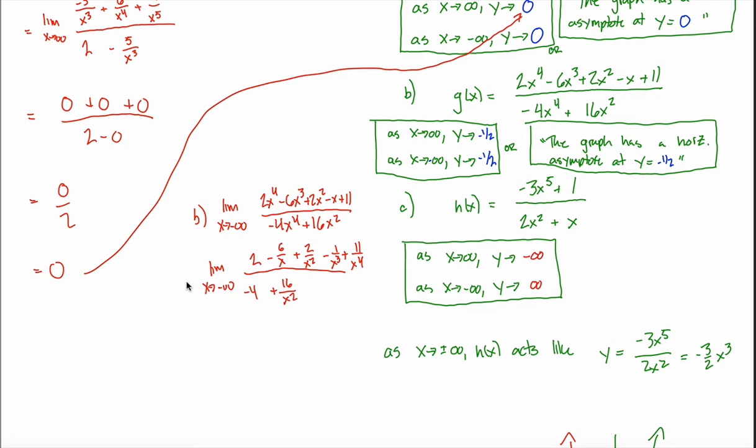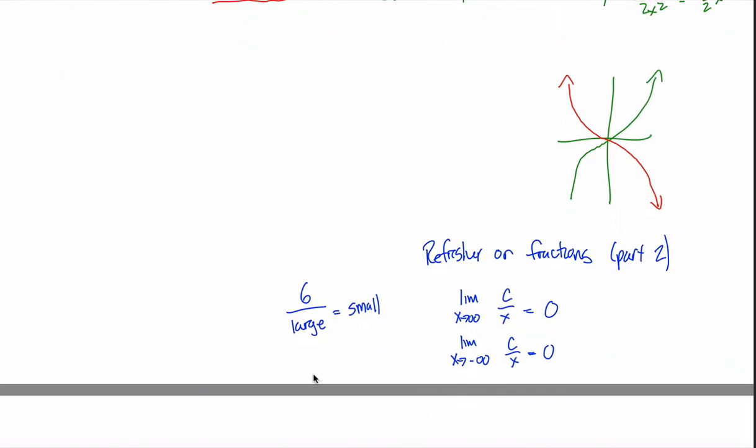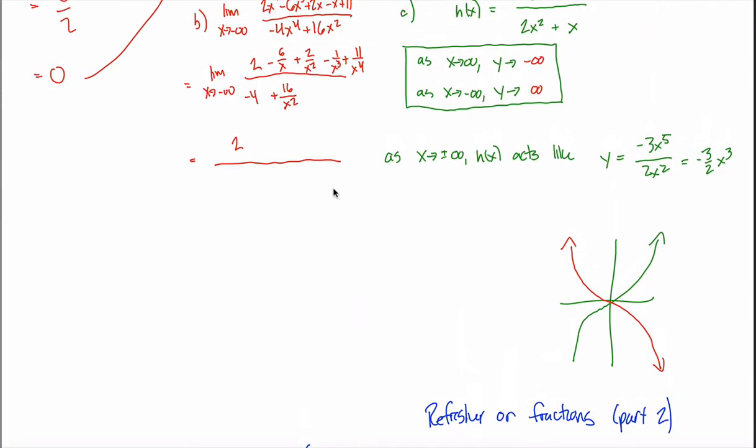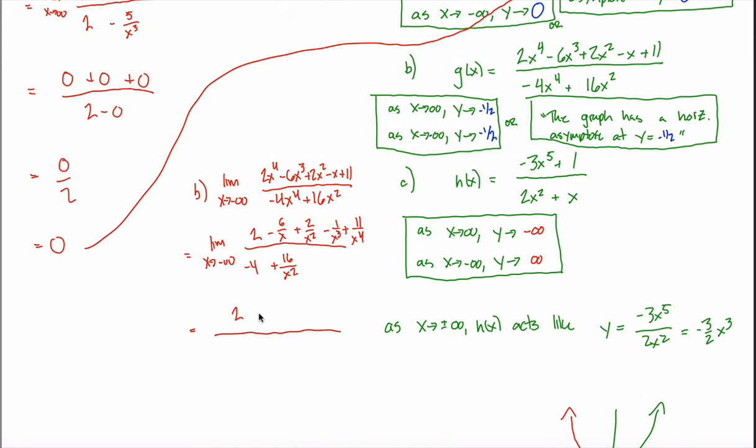Evaluate each of these terms individually. Well, 2 is just 2. There's no x's to evaluate there, but negative 6 over x, the limit as x approaches negative infinity of that, that's just this case right here. A constant divided by x, the x is approaching negative infinity. That just turns into 0. This term is just going to turn into 0. I got 2 minus 0, plus 0, minus 0, plus 0, negative 4, plus 0.